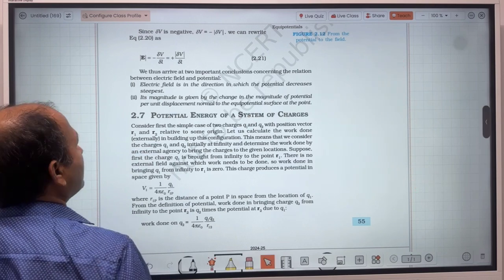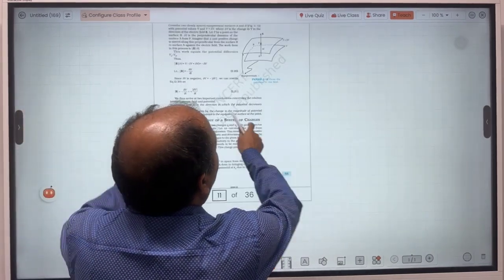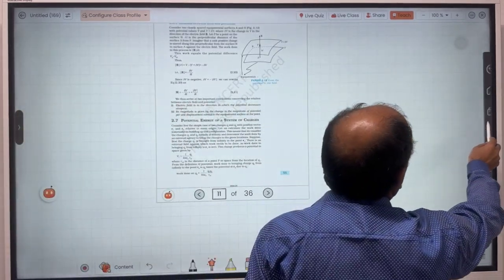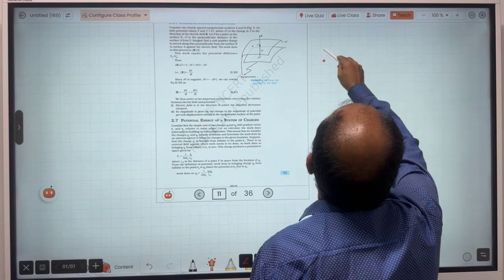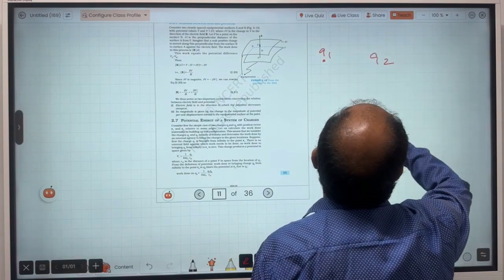Suppose there are three charges, then what will happen? In case of three charges, suppose one charge is here Q1, this is Q2 and this is Q3.